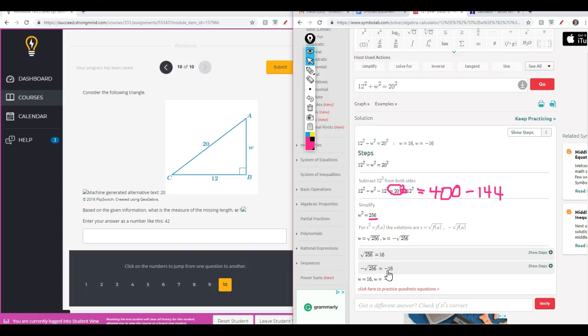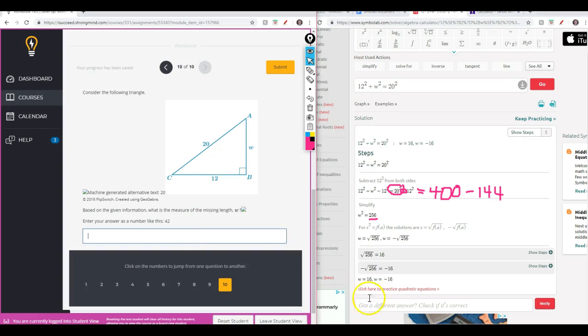So then the question is, when we have a distance or a measurement, can it be negative? The answer is no. So that means that our measure is 16. And that's how we would go through and answer this using the Pythagorean theorem.